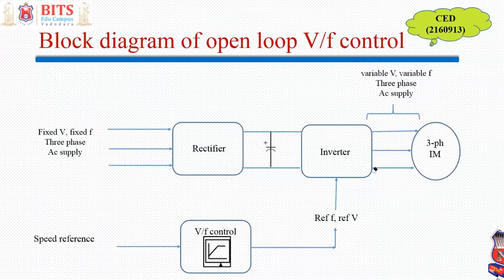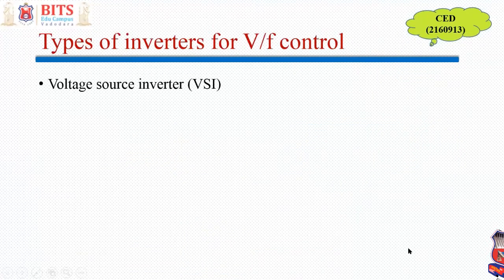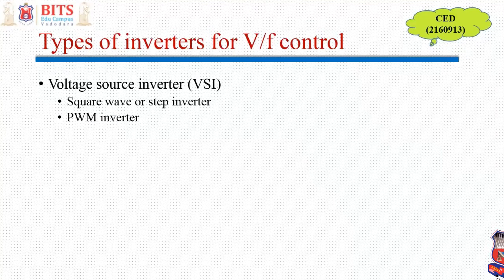What different means we have? Voltage source inverter. In that I can have a step inverter, or I can have a PWM inverter, or I can use current source inverter. We had discussed about the step inverter and PWM inverter in yesterday's class. Today, mostly we would like to discuss about current source inverters.